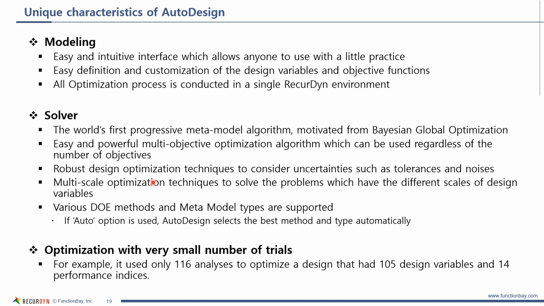When each design variable has a different scale, AutoDesign's multi-scale optimization techniques are automatically used to solve the problems, so users don't need to worry about the scales of variables. Various DOE methods and metamodel types are also supported. And if auto option is used, AutoDesign selects the best method and type automatically.